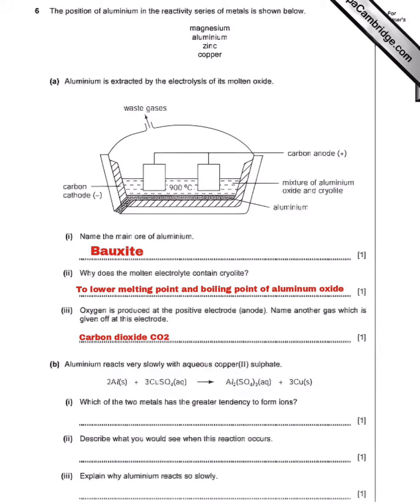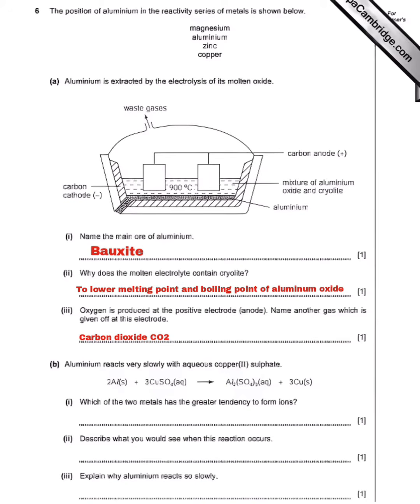Then B is saying aluminium reacts very slowly with aqueous copper 2 sulfate. So aluminium plus copper 2 sulfate, what is going to be produced here? It is aluminium sulfate plus copper.